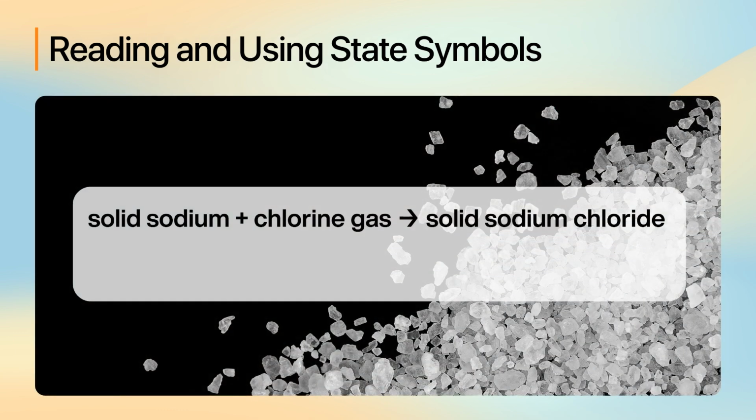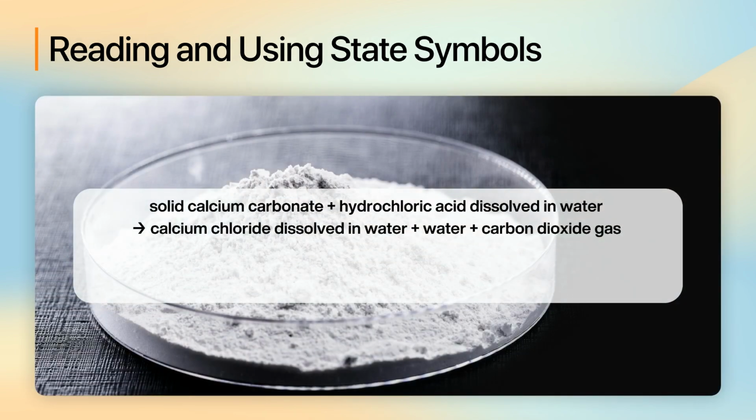Now let's explore two examples to help illustrate how state symbols are used in chemical equations. When solid sodium reacts with chlorine gas to form solid sodium chloride, the equation is 2Na(s) plus Cl2(g) turns into 2NaCl(s). Example 2. When solid calcium carbonate reacts with hydrochloric acid dissolved in water, forming calcium chloride dissolved in water, and carbon dioxide gas, the equation is as follows.